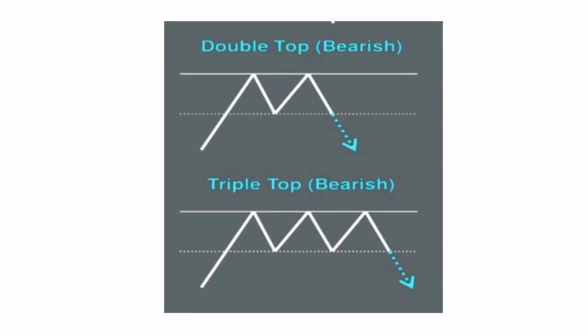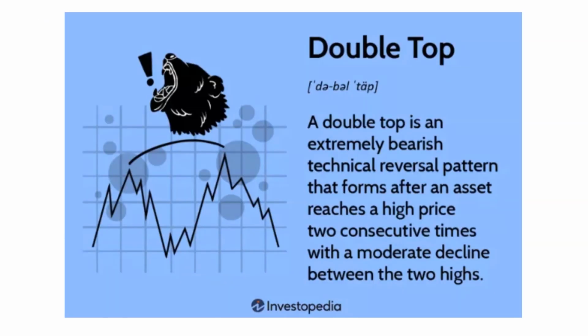The double and triple top rule. Anytime we have a double or triple top, it is a positive sign for selling a call credit spread. Here's Investopedia's definition of a double top chart pattern. A double top is an extremely bearish technical reversal pattern that forms after an asset reaches a high price two consecutive times with a moderate decline between the two highs. A triple top often is even more confirmation for a downward bearish trend to come. This is just technical analysis 101.